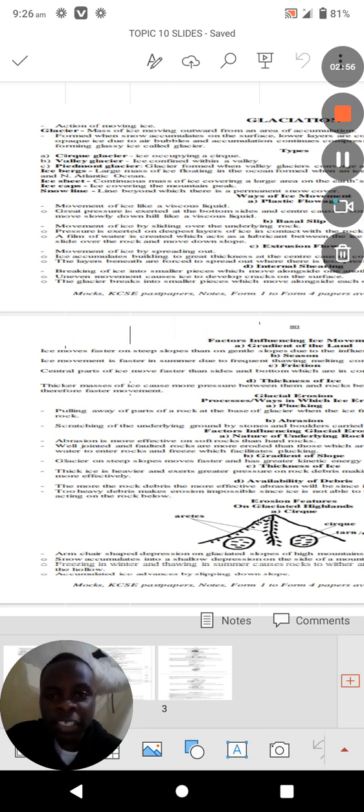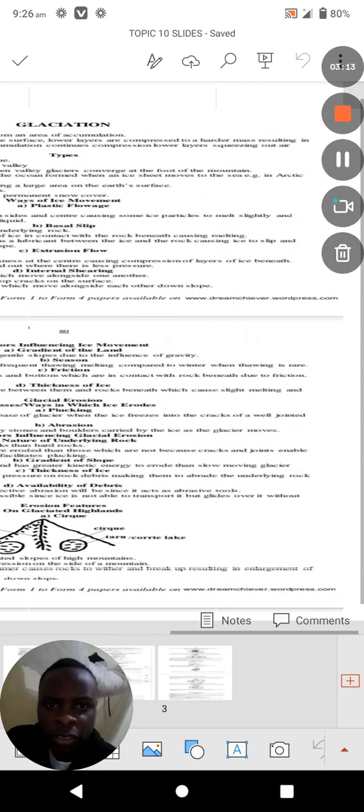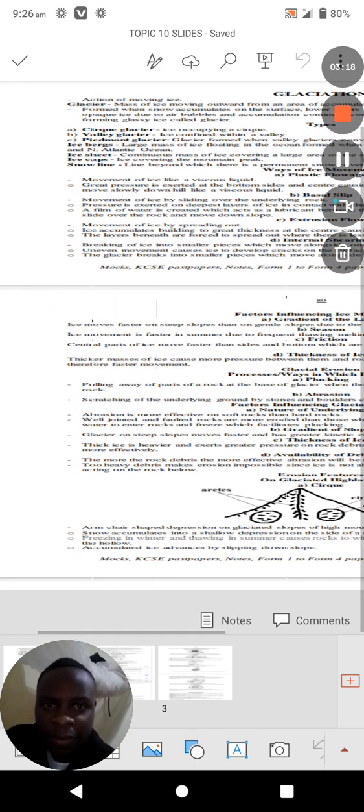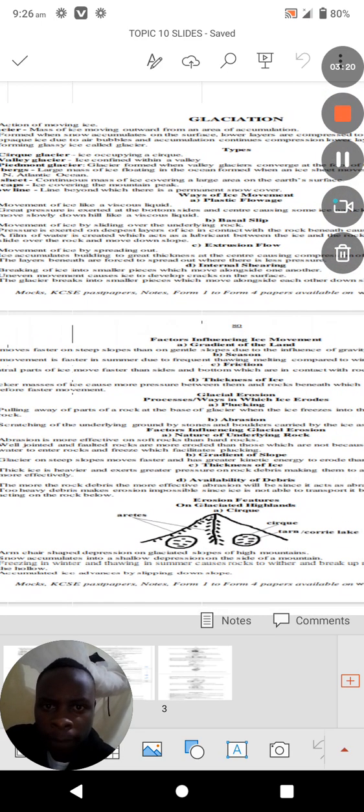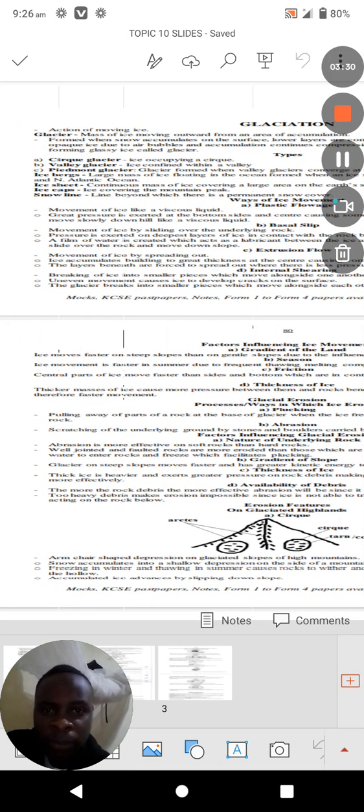Next we have the ways of ice movement. The first one is plastic flow, the movement of ice like a viscous liquid, whereby great pressure exerted on the bottom and center causes ice particles to compress or melt slightly and move slowly downhill, like a viscous fluid.